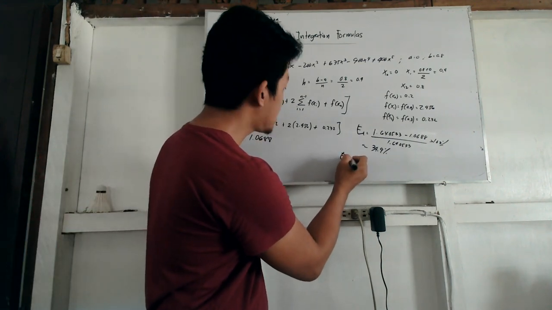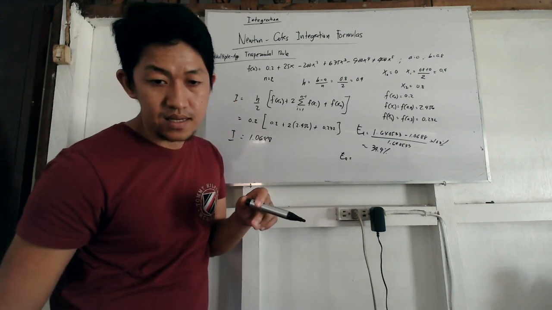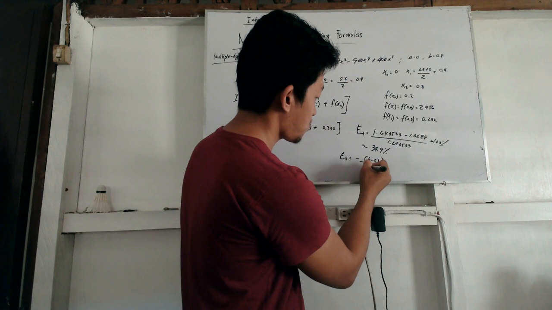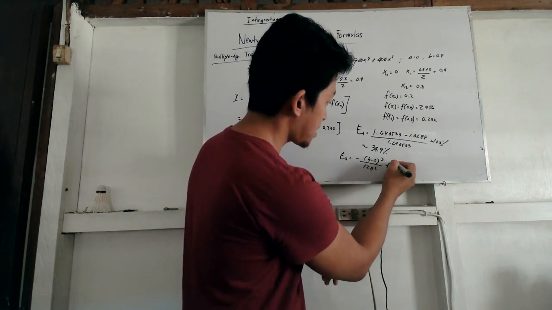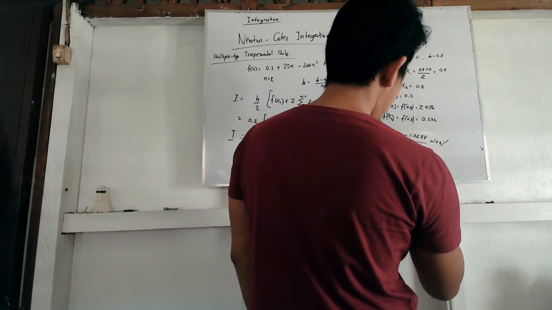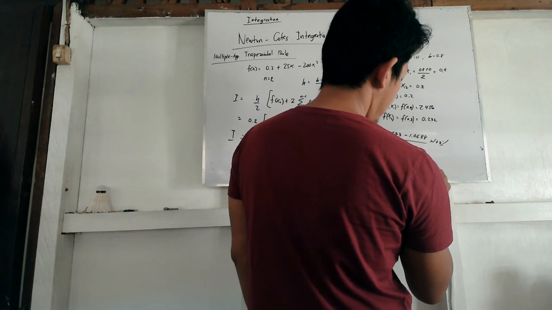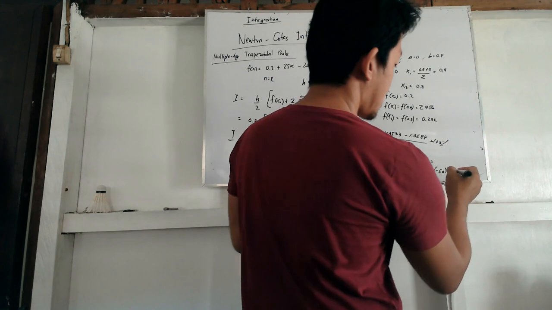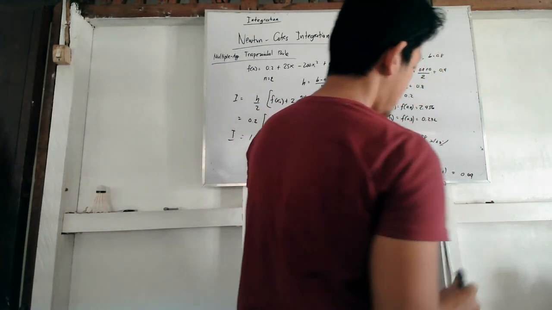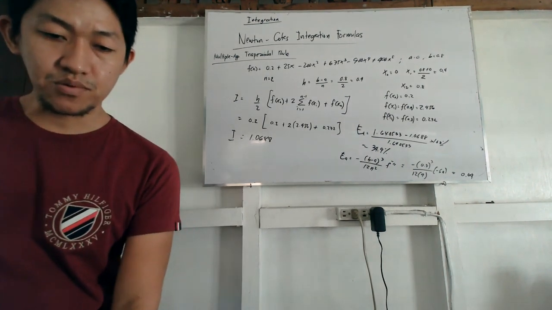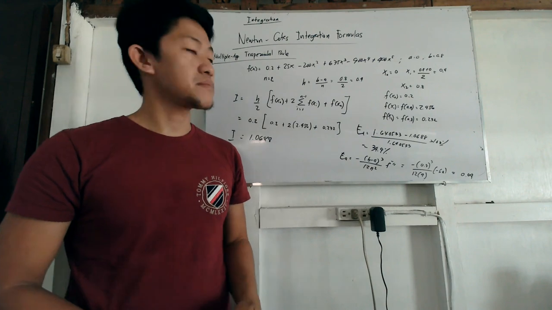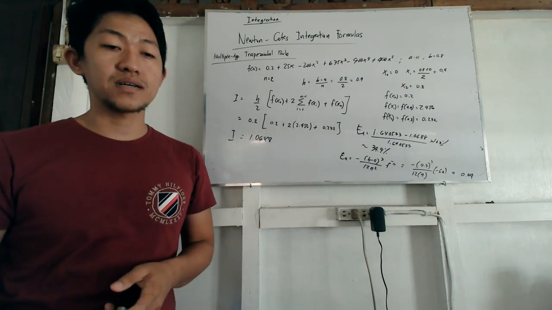For the approximate error, we use the same equation as before: negative b minus a cubed over 12 n squared times f bar double prime. So this becomes negative 0.8 cubed over 12 times 2 squared, times negative 16. So the answer is 0.64, which is a big improvement. And that is just the first of the Newton-Cotes formulas. We will discuss the other types, which are Simpson's rules.